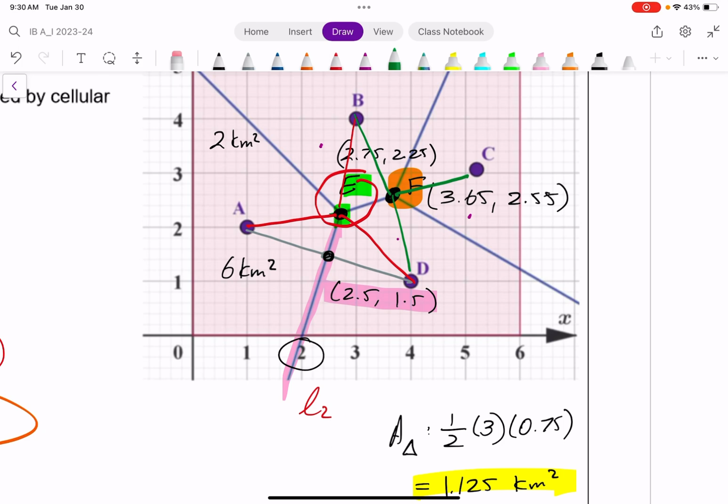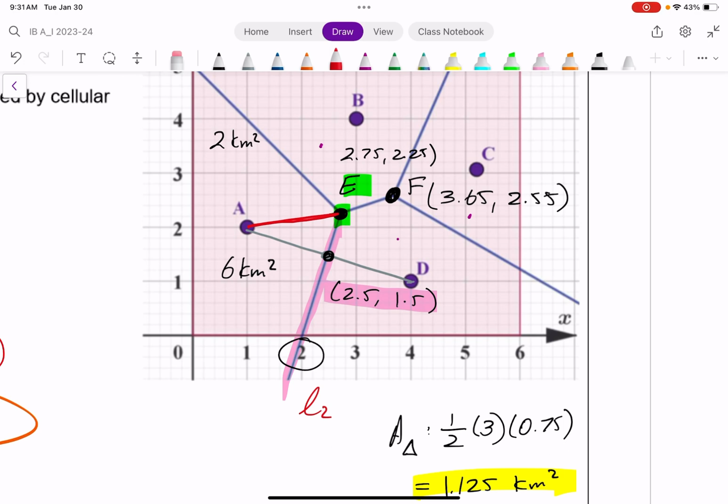So I need to find the distance from E to any one of those points, and then from F to any one of those points. It really doesn't matter which one I pick. I just want to pick something that gives me the most pleasant numbers. So for E, I want to find the distance from E to A, just because the coordinates of A, I think, are quite pleasant, 1, 2. So how do I find the distance of that?